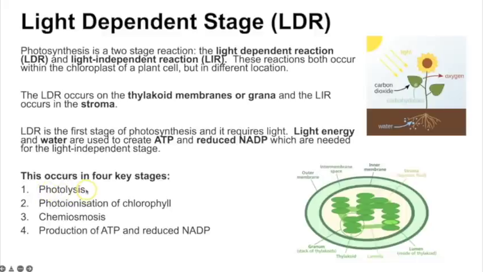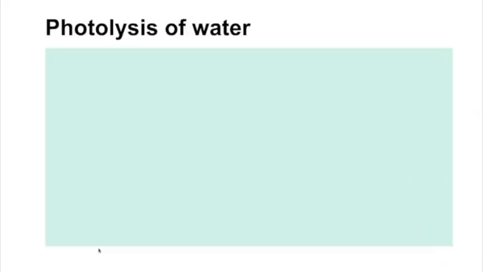We have photolysis, photoionization of chlorophyll, and chemiosmosis. Now those are actually the 3 processes. Production of ATP and reduced NADP is the outcome, but AQA states these are the 4 key stages that you need to know. So starting with photolysis, photo refers to light, lysis means splitting.